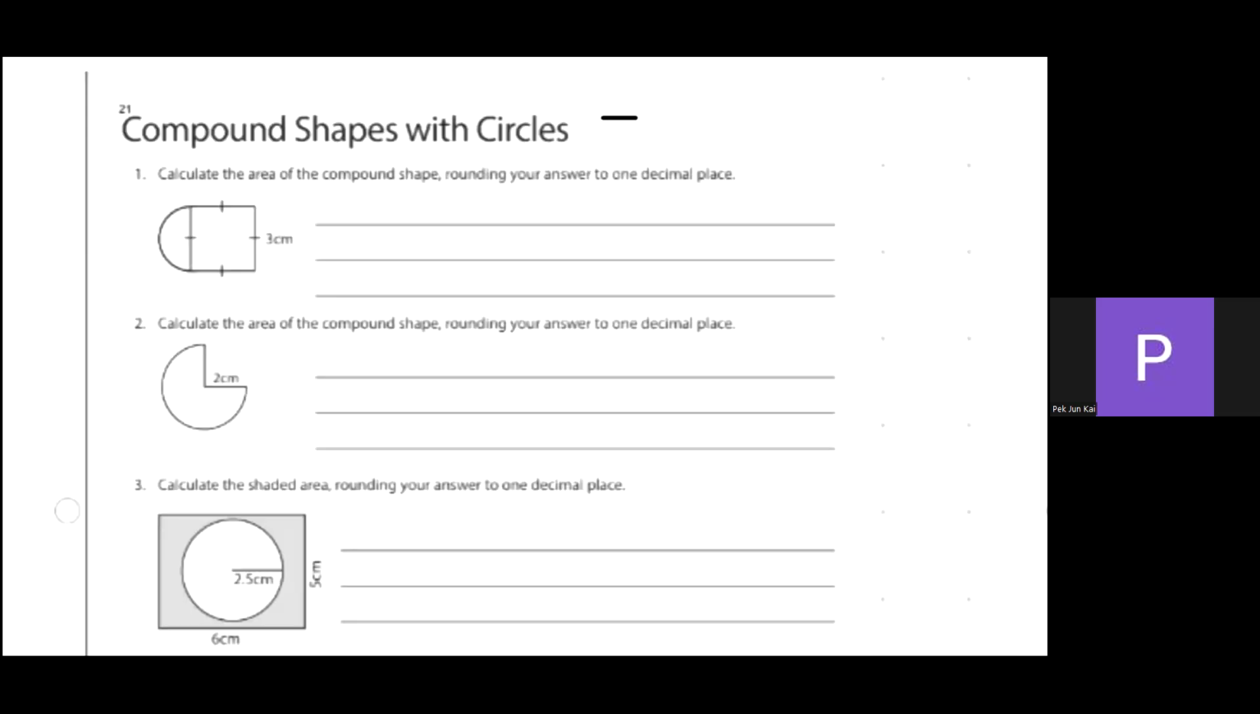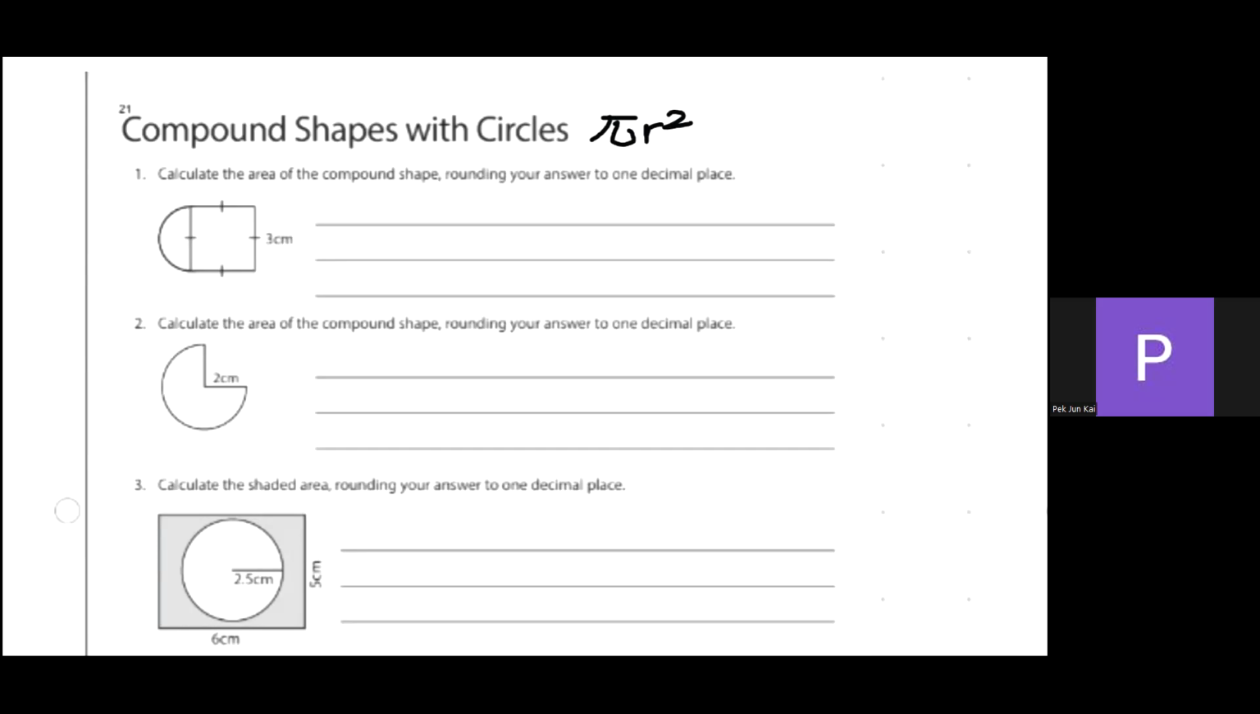Hi, so today I will be talking about compound shapes with circles. Firstly, the first compound shape is a semicircle plus a square. The formula for calculating the area of a circle is pi r squared. So we can count the full area of the circle first, and then we will divide it by 2 to get the area of the semicircle.